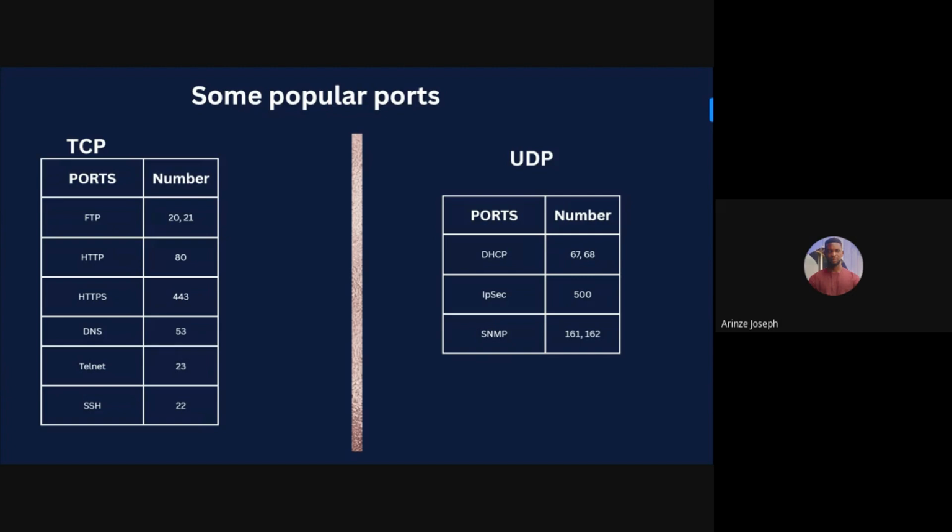Then there's UDP, a connectionless protocol. So we have ports like DHCP, which is port 67 and port 68. There is IPsec, which is port 500. There is SNMP, which is port 161 and port 162. SNMP is short for Simple Network Management Protocol. This is the port that is in charge of email.